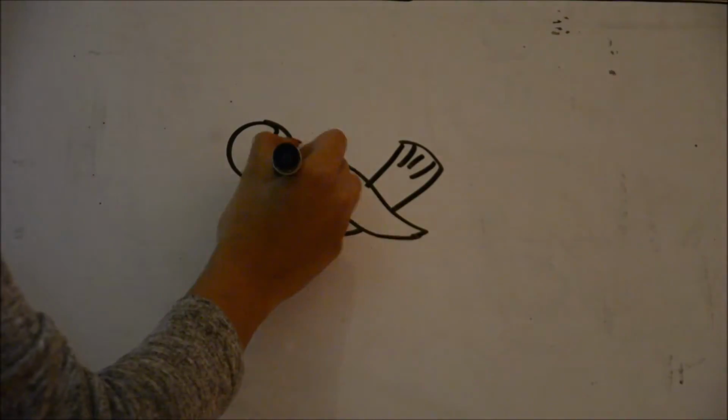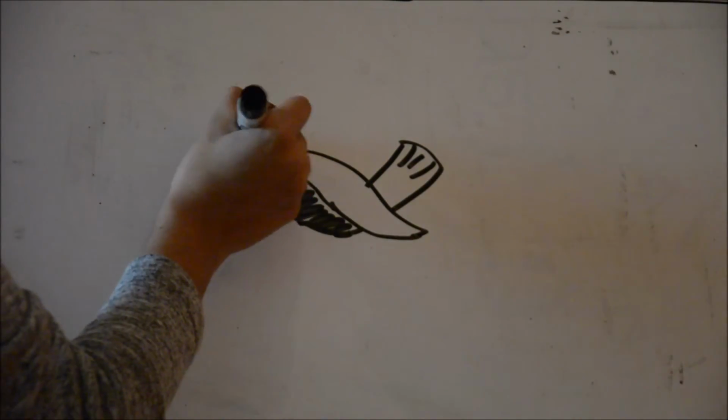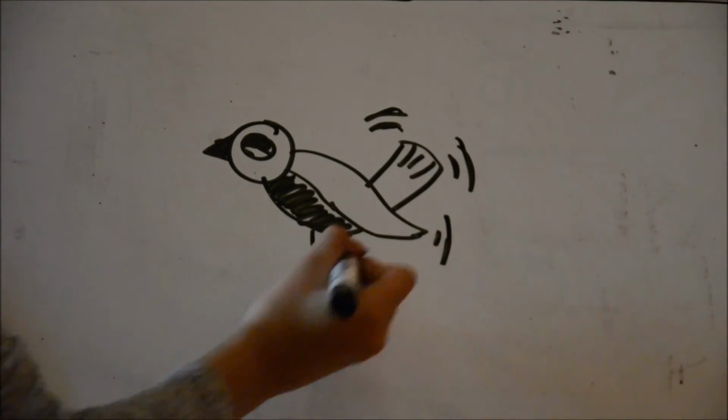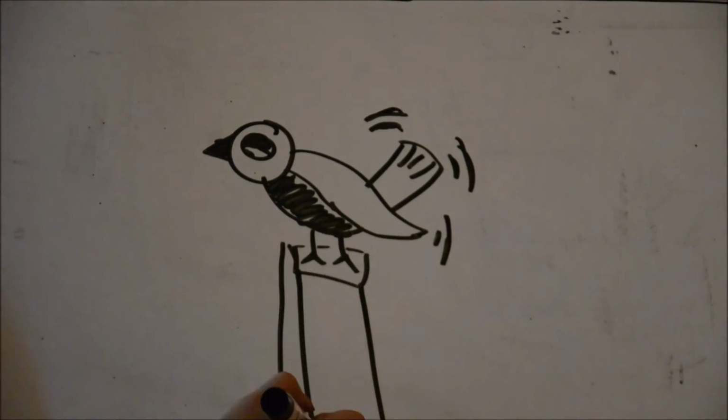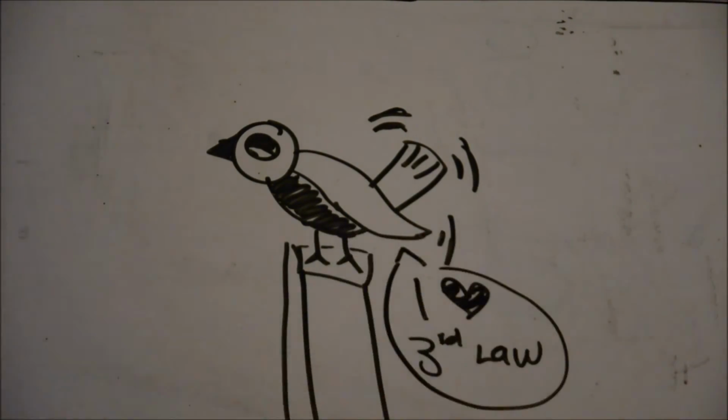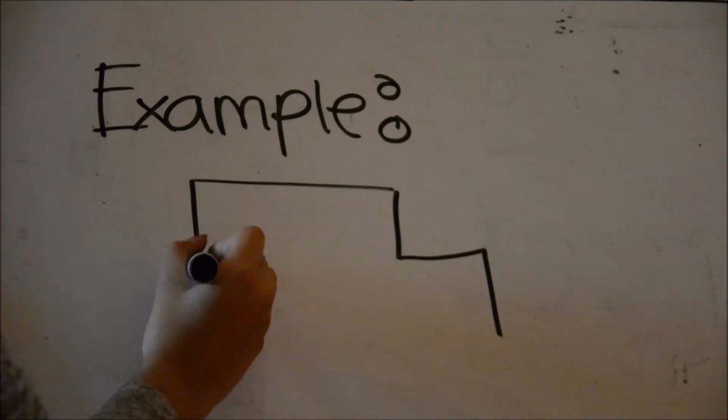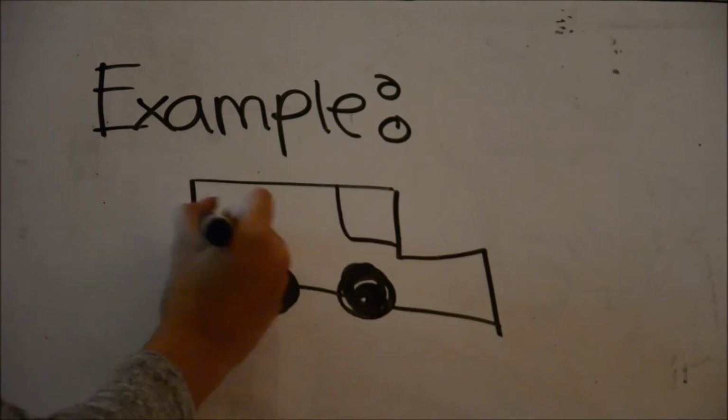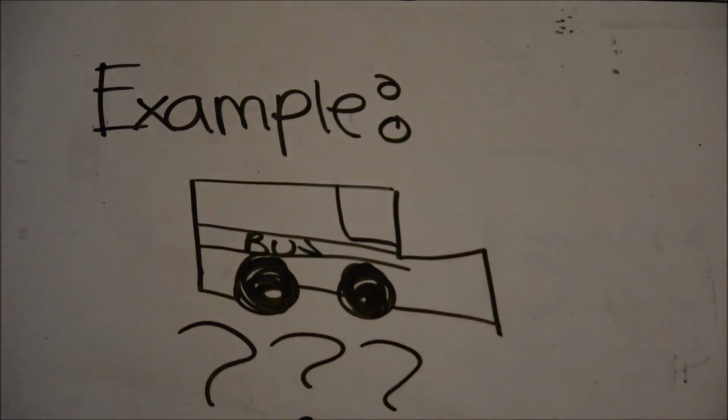For example, when a fish swims against the current in order to move, the water will push forward and the fins of the fish will push backwards. The same happens when a bird flies. The wings will push in one direction and the wind will push in the other.